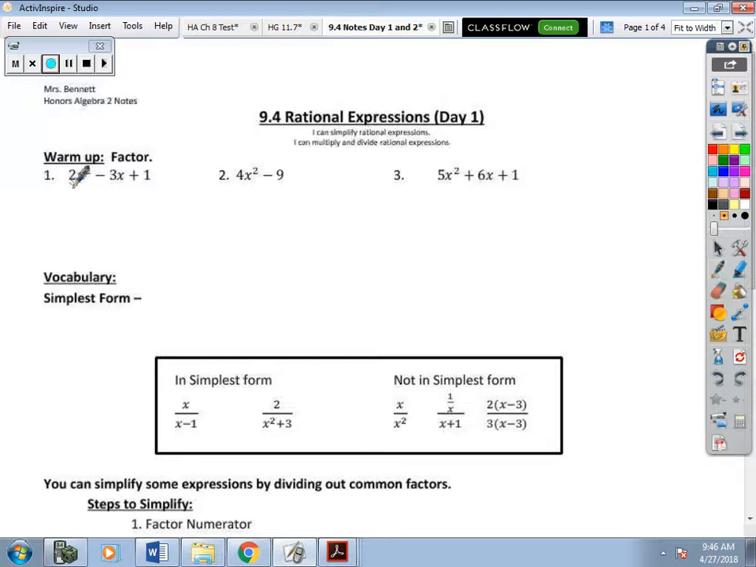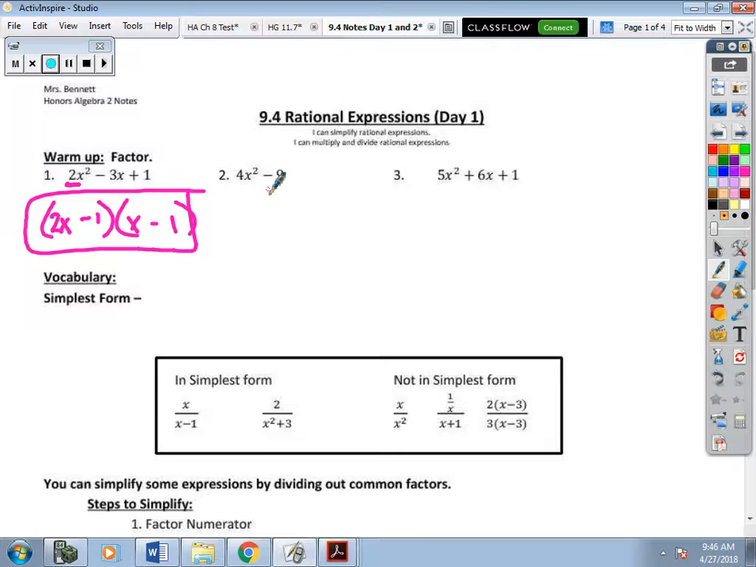So remember, when the a value is not 1, you will have to do guess and check. So the only numbers that would multiply to get us 2x squared would be 2x and x. And the only numbers that multiply to 1 would be 1 and 1, or negative 1 and negative 1. So knowing that we want this to FOIL back to get negative 3, they both must be negative. And you can check by FOILing that to see that we both get negative 3x.